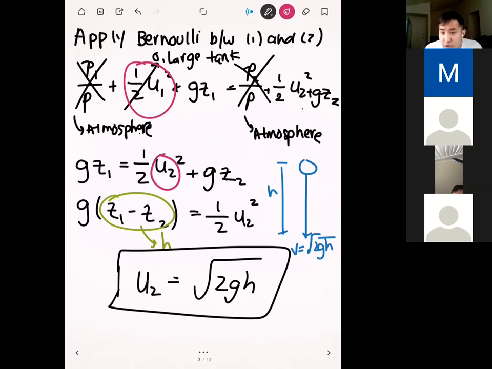Yep. All right, Jenny, your question is for Bernoulli. You have assumptions: no viscosity, incompressible, and also it has to be steady. So nothing has to be changing with time, basically.